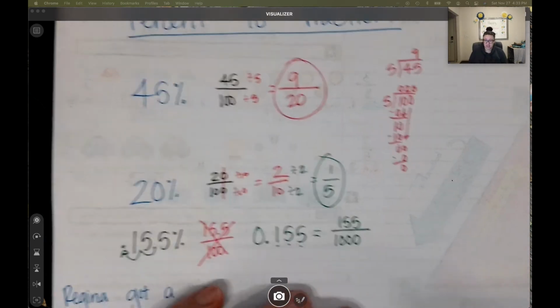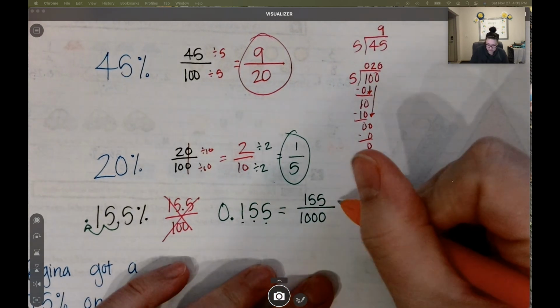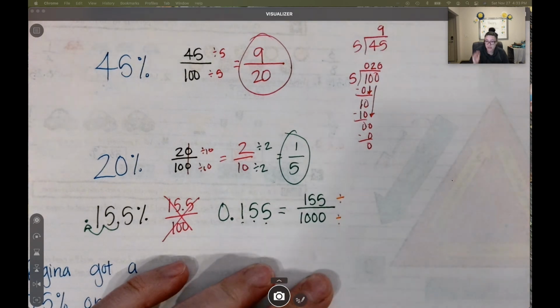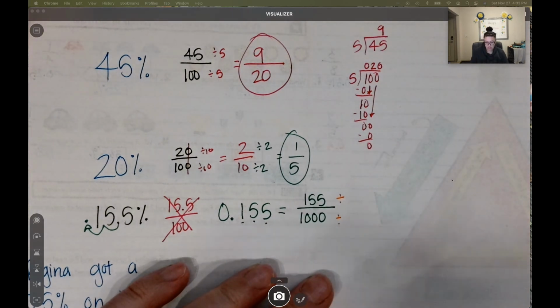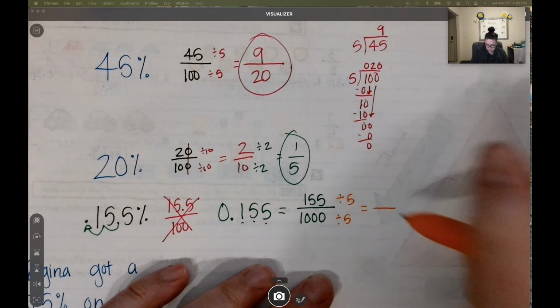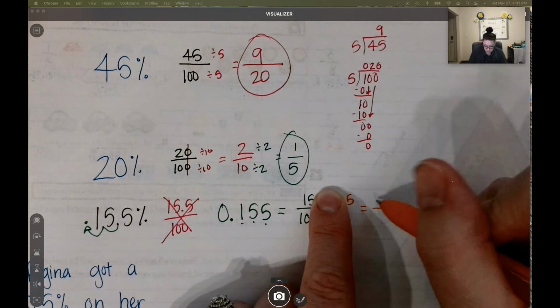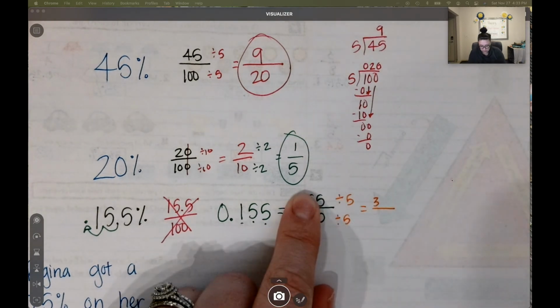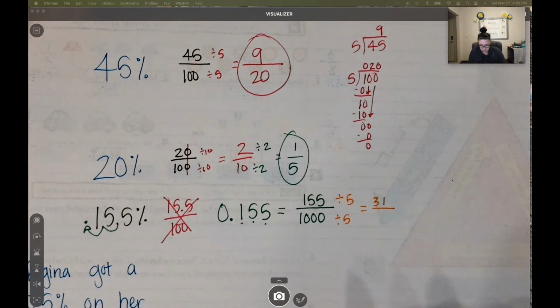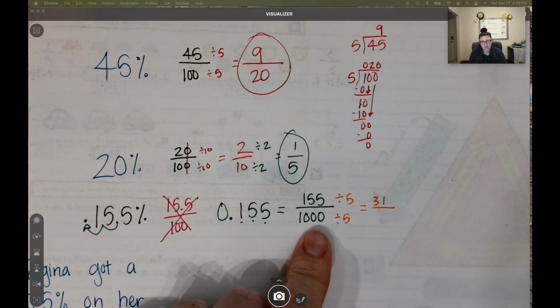And we have to simplify that. Let's do it. We're doing it together. What number do we know is automatically going to go into both? It ends in a 5 and a 0, so a 5 can go in. How many times is 5 going into 15? 3. 5 into 5 once. So we get 31. What's 1,000 divided by 5?